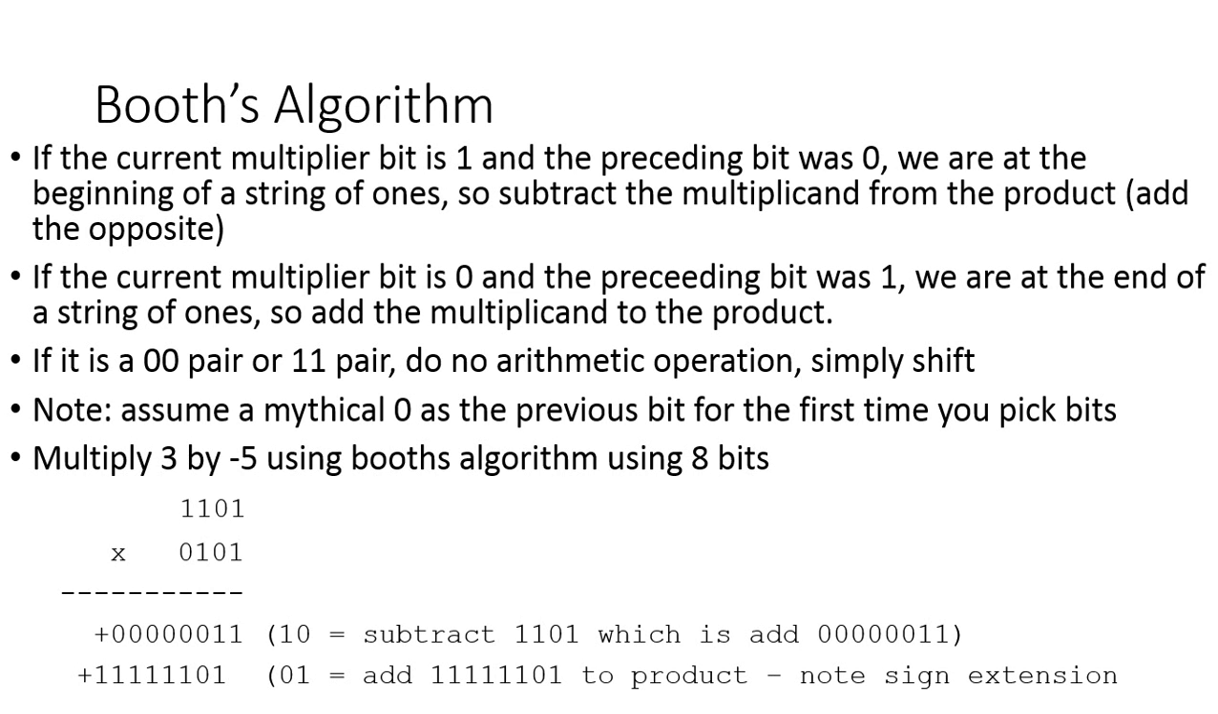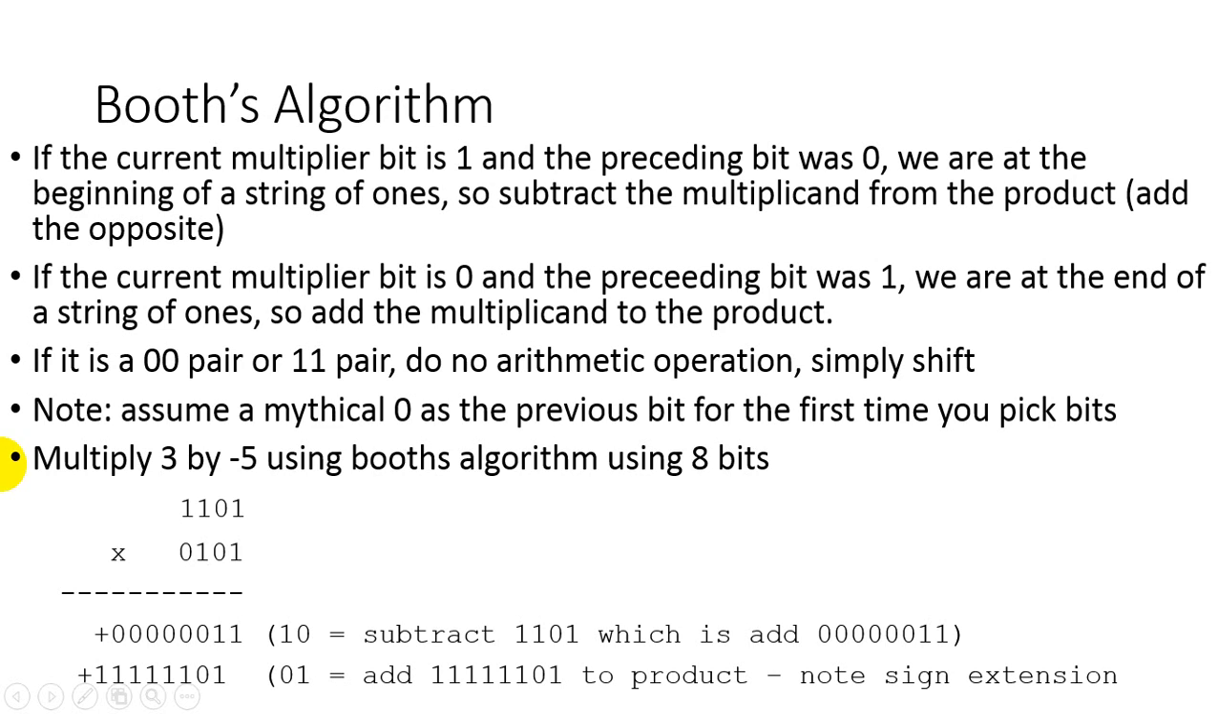So the Booth algorithm basically says that if the current multiplier bit is 1 and the preceding bit was 0, we're at the beginning of a string of 1s, so subtract the multiplicand from the product. If the current multiplier bit is 0 and the preceding bit was 1, we're at the end of a string of 1s, so add the multiplicand to the product. If we have a 0, 0 pair or 1, 1 pair, we don't have an arithmetic operation, we do a shift. We also assume a mythical 0 as the previous bit the first time we pick bits.